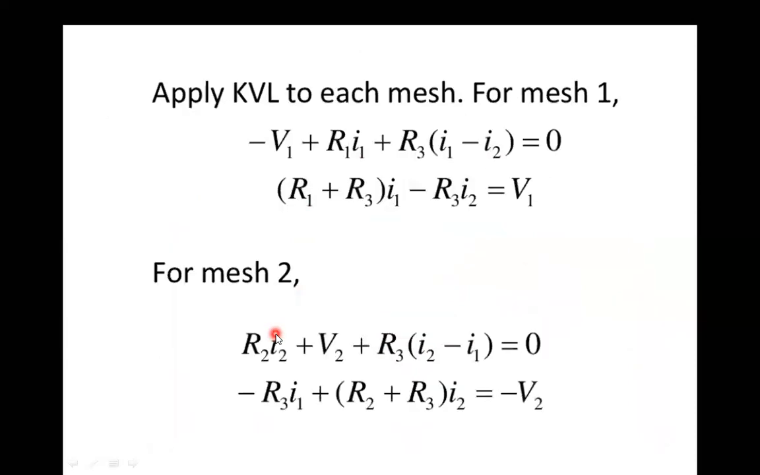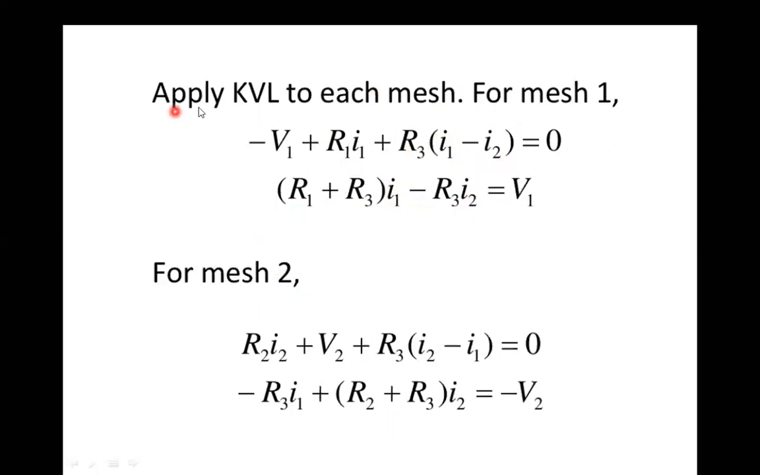Now you can see this equation, the same thing we have written: minus V1 plus R1 I1 plus R3 into I3, where I3 is nothing but I1 minus I2, is equal to 0. Or if you rearrange in respect of I1, I2 and V1, if you take a common factor, it is R1 plus R3 into I1 minus R3 I2 is equal to V1.